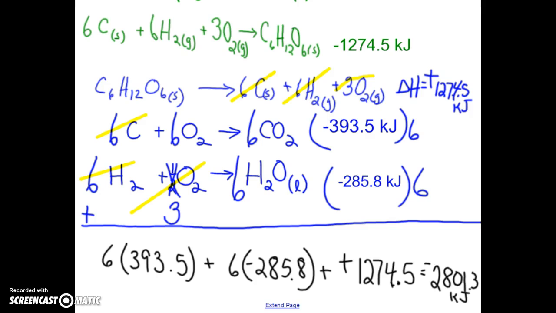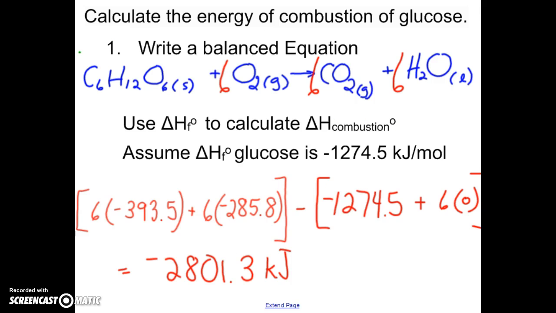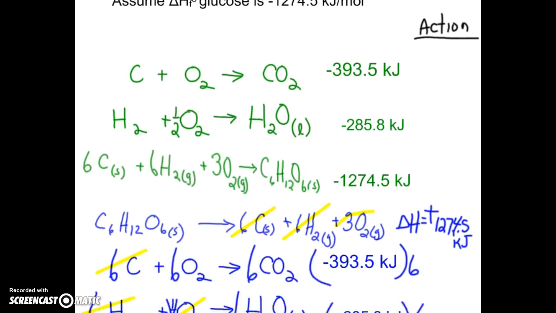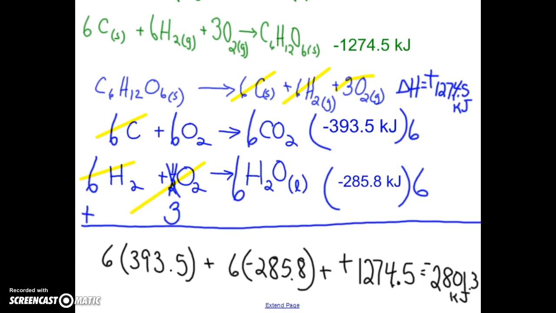So again, there's 2 methods. One is using heats of formation and adding up the sum of the products versus the reactants multiplied by their coefficients. And the second method is adding up several equations, flipping them, multiplying them to come up with an overall equation that is equal to what was given in the problem. Hope that helps with how to calculate the enthalpy of chemical change.